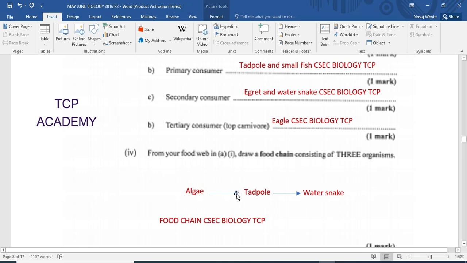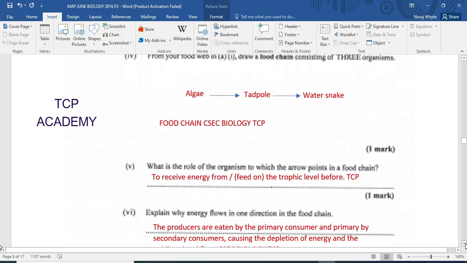Please be reminded that you must use the arrow to show the flow of energy. Pretty much the head of the arrow would be closest to the organism that is doing the eating. But bear in mind that an organism could be a predator and a prey. So just show that flow of energy and be reminded that the flow of energy in a food web is unidirectional. Same for a food chain.